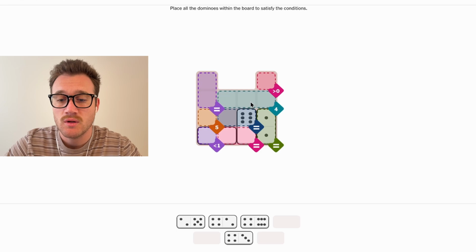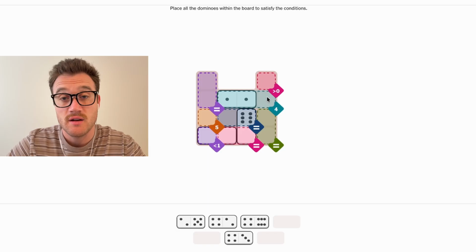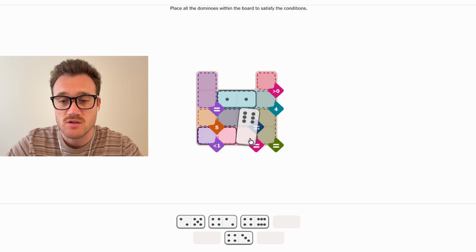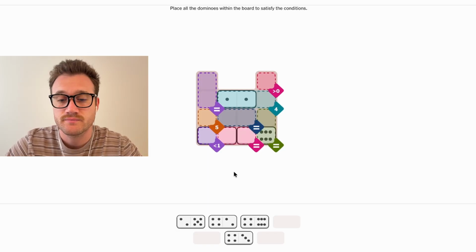And the only good way to do that would be with the 1s. And we could do something and a 2. However, we lose out on this. So that means this goes here.